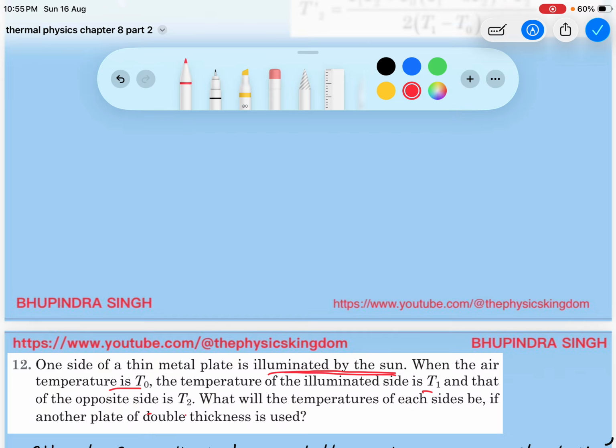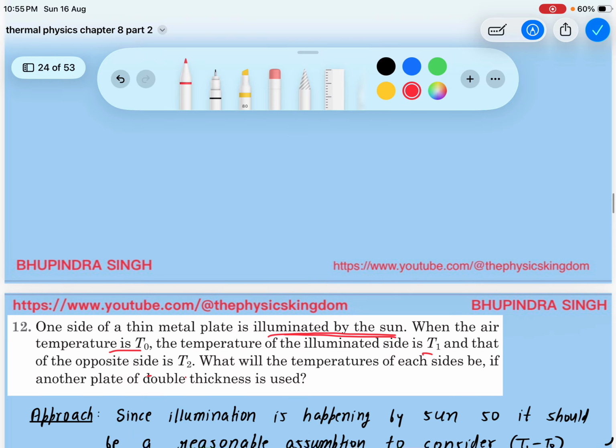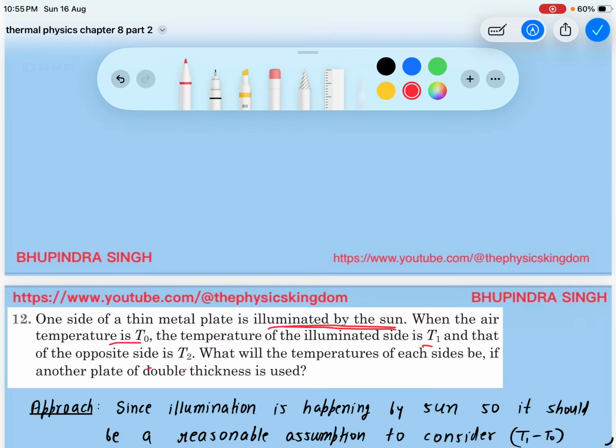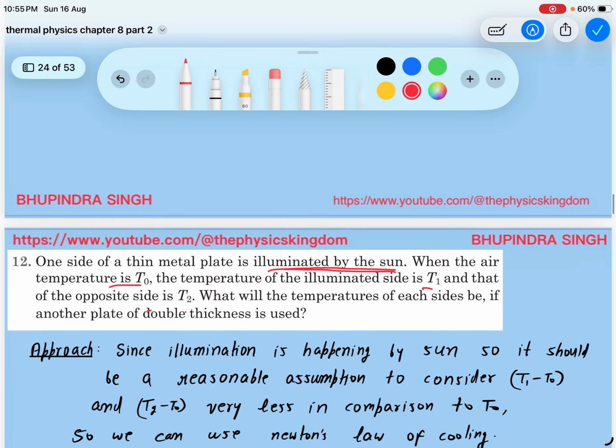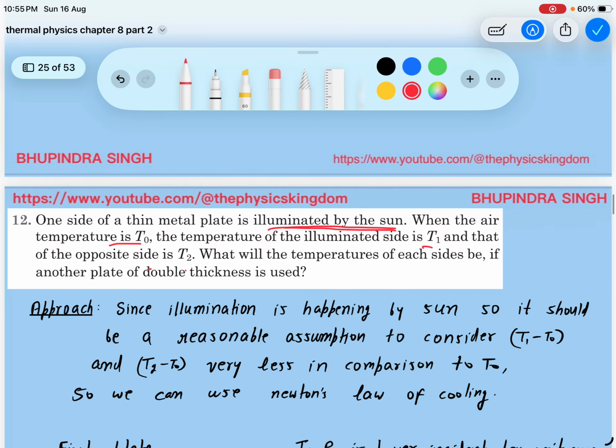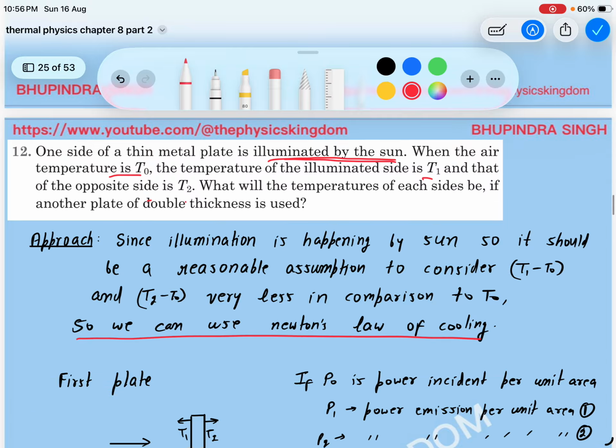So it means between the temperature of the plate and ambient temperature, there should not be much difference. So T1 minus T0 should be less only in comparison to T0. So that is the approach of our problem. So we are going to use Newton's law of cooling. So we can use Newton's law of cooling here. So that is my approach.